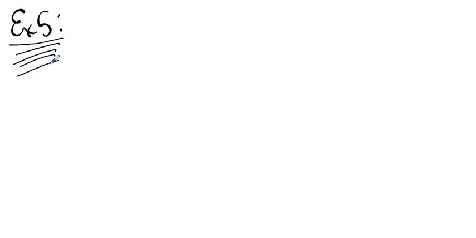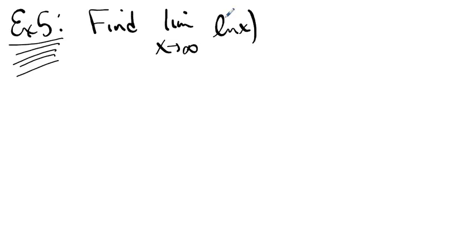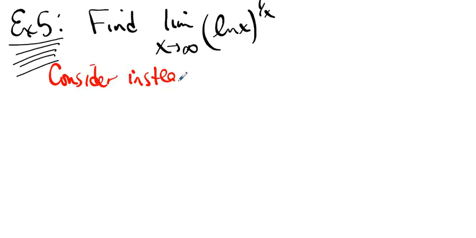We'll do one of the infinity to the 0 variety. We'll find the limit as x approaches infinity of ln x to the 1 over x. This tends to infinity. This tends to 0. So I take a base that's getting larger and larger and larger and raise it to an exponent that is getting smaller and smaller and smaller. So how does that go? We consider instead the natural log of ln of x to the 1 over x, and we see where that takes us.